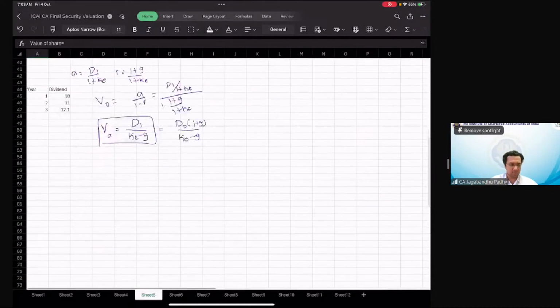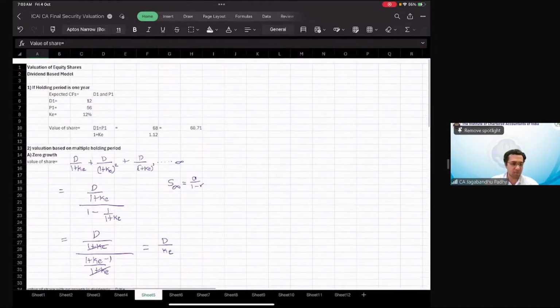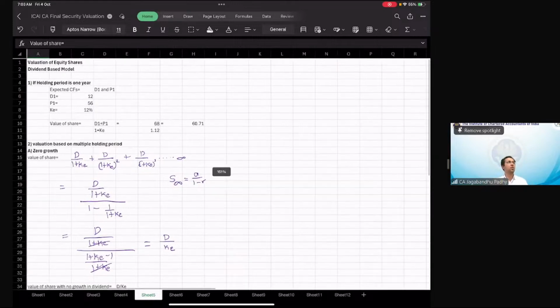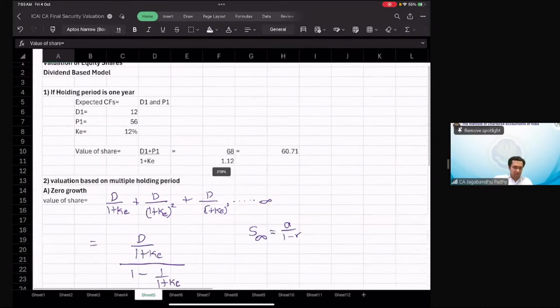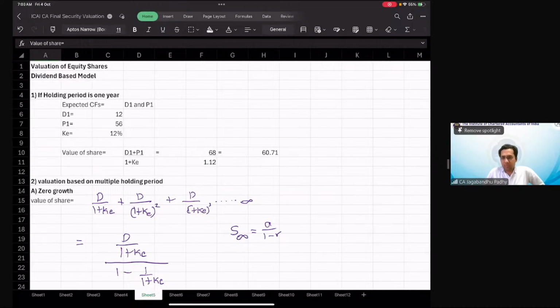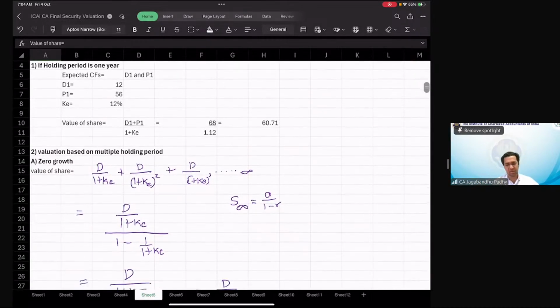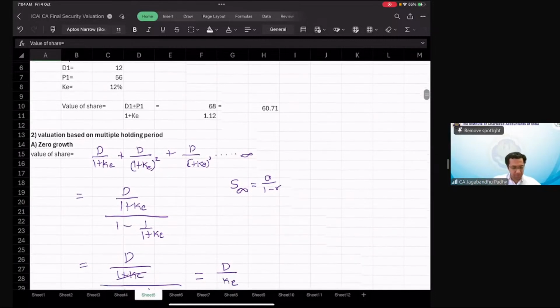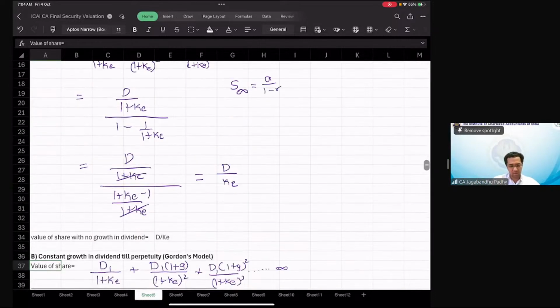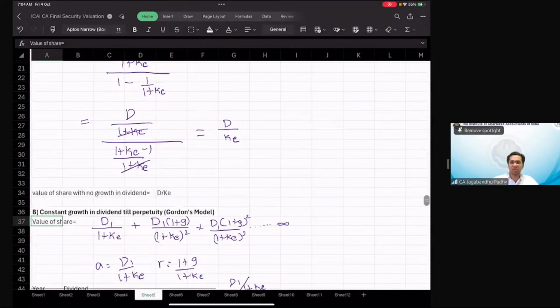Then we started with the dividend-based model for equity shares. If your holding period is just for 1 year, it's simply going to be the present value of the price of the share a year later, and the dividend that you're going to get after a year, right? So you just take the discounted value of the same. Then we observed that if it's a zero growth rate, then the answer comes out to be simply dividend upon KE. And if it's a constant growth rate, then that's our Gordon model, which is D1 upon KE minus G.